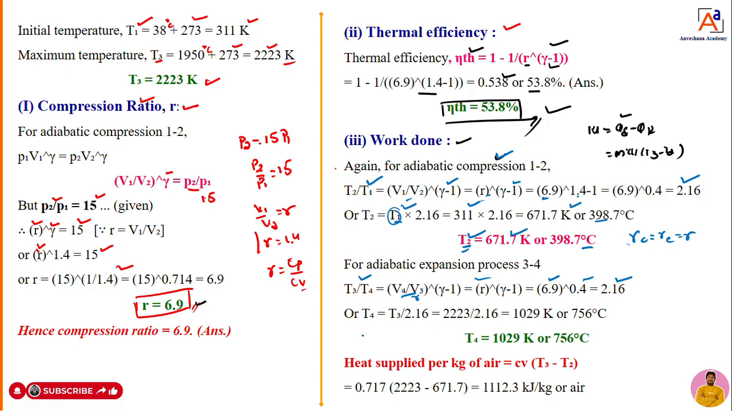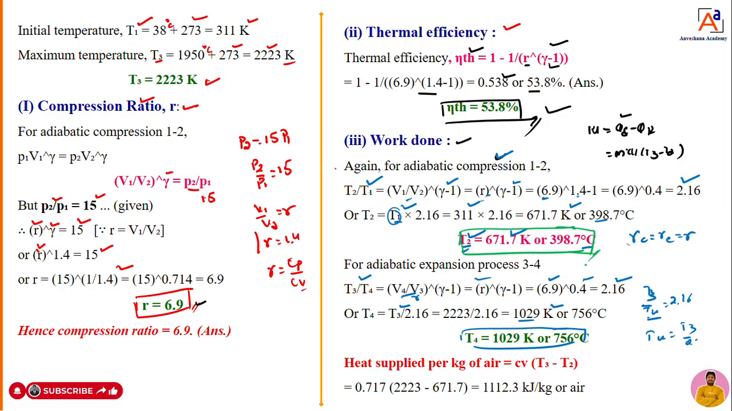So you got it now. T3 by T4 is equal to 2.16. If you want to calculate T4, you can take T4 outside, then T3 divided by 2.16. Therefore T4 is equal to T3 by 2.16. Do simplification, we are going to get 1029 Kelvin or 756 degree Celsius. This is nothing but T4.